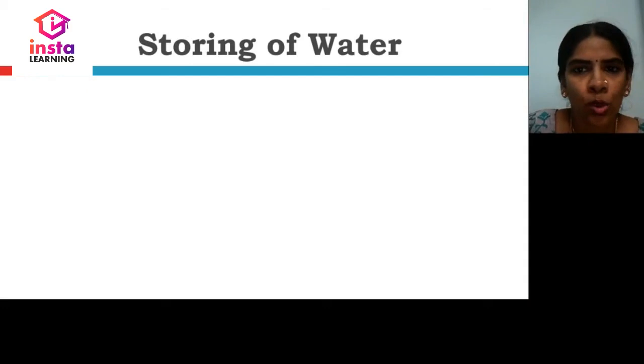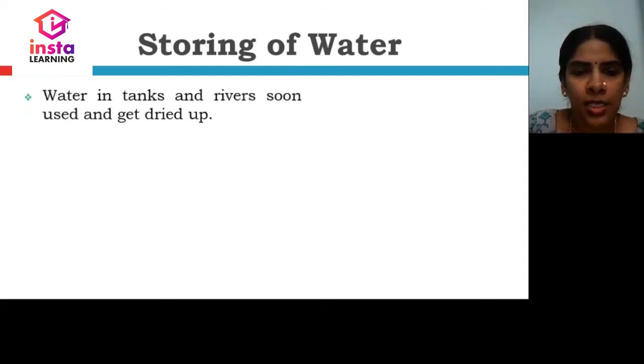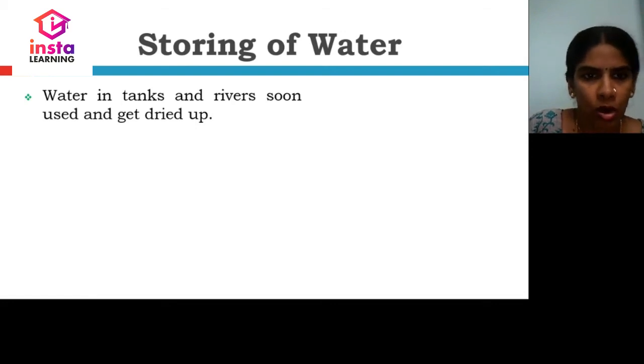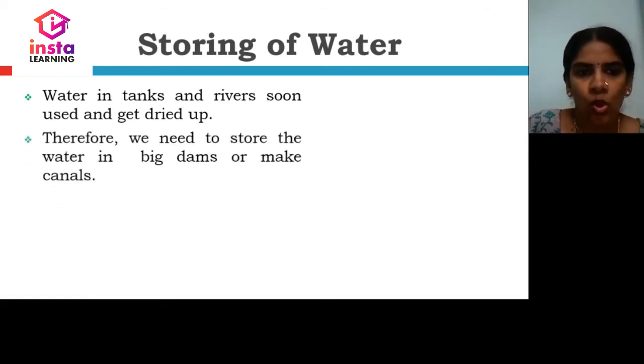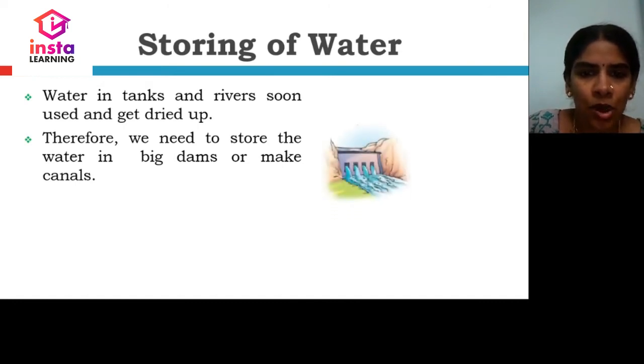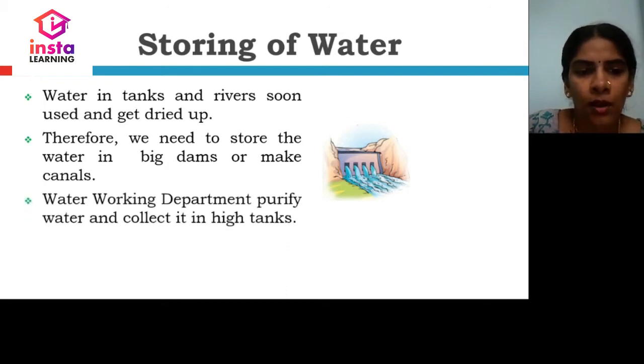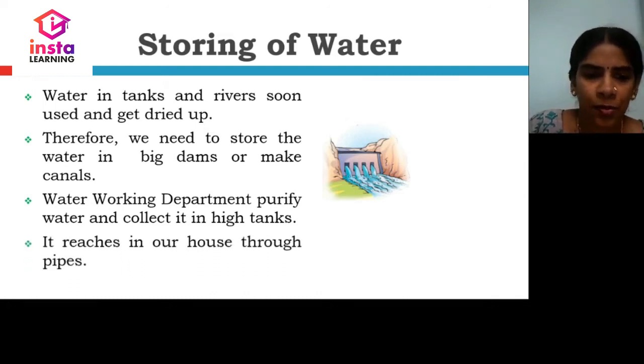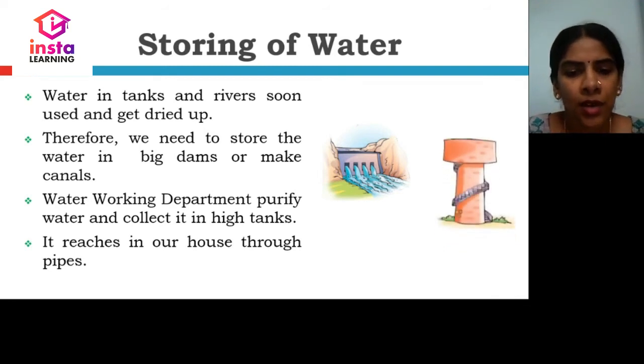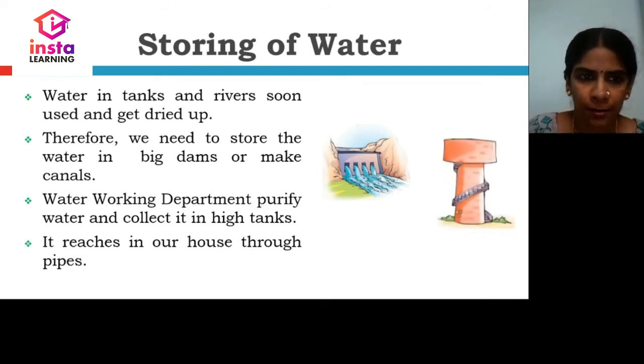How would you store the water? Water in tanks and rivers soon gets dried up or used. So, we need to store the water in big dams or make canals. The water works department purifies water and collects it in high tanks. It reaches our house through pipes.